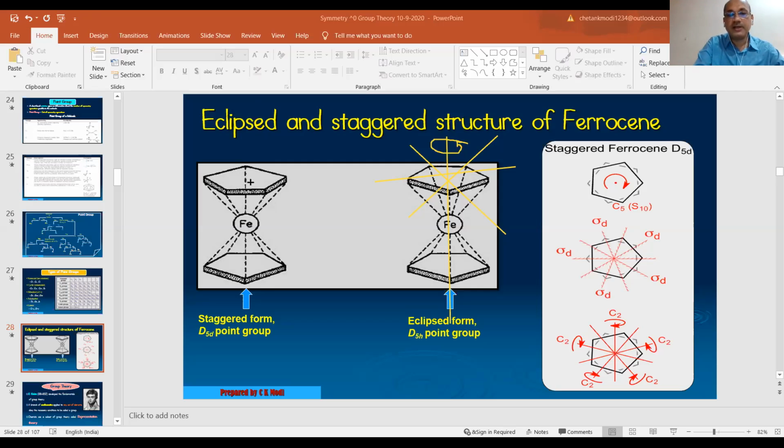Now in the staggered structure, except sigma h, the rest of the symmetry elements are present, which we have already discussed in the eclipse form. In the eclipse form, sigma h is present; however, in the staggered structure sigma h is absent. So again I repeat, in the eclipse form E plus C5 is present, plus 5 C2, which are called subsidiary axes, plus 5 sigma v, and 5 sigma d planes are also present. Sigma d planes pass through the angle between two subsidiary axes.